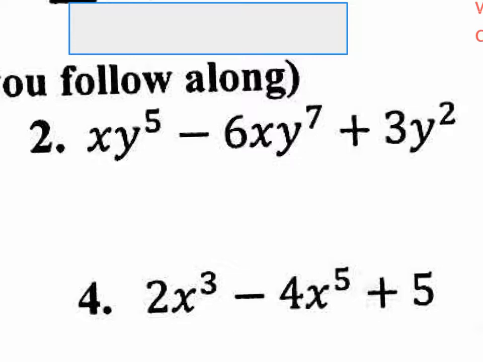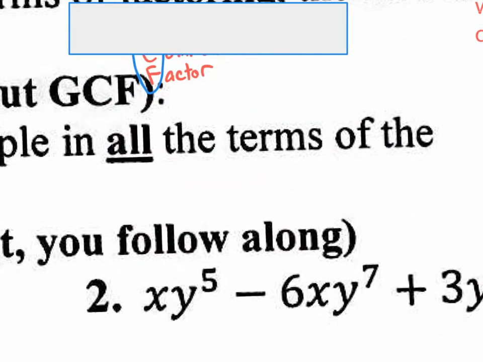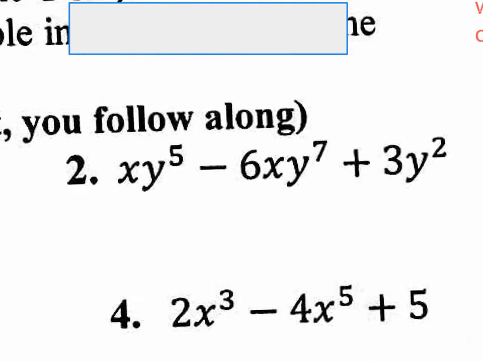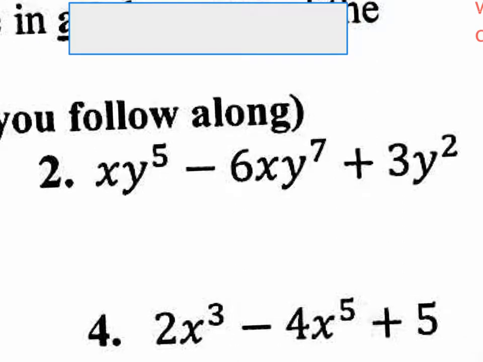X and Y? Just Y, right? So there's an X here, but no X over here. So I can't pull out an X. Because remember, on our notes it says in all. It has to be all the terms that you're able to pull them out of. So on number 2, there are no X's in common. You guys just said there's Y's in common.